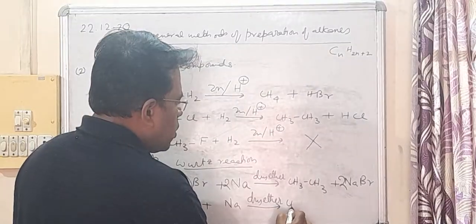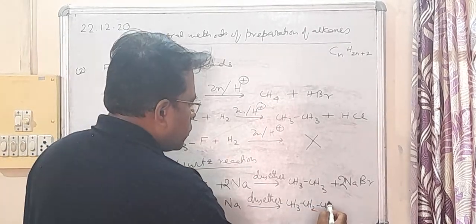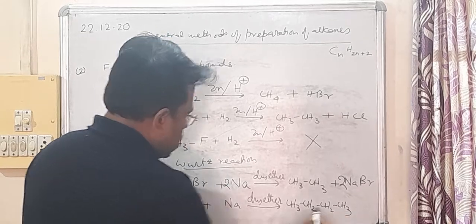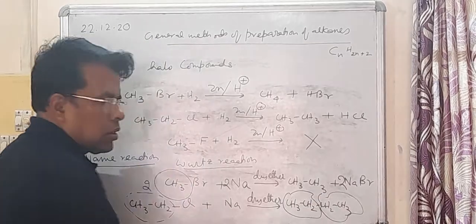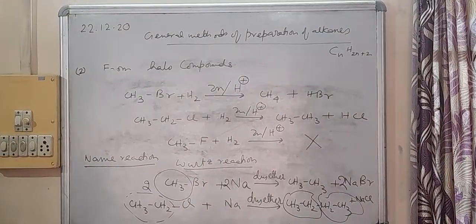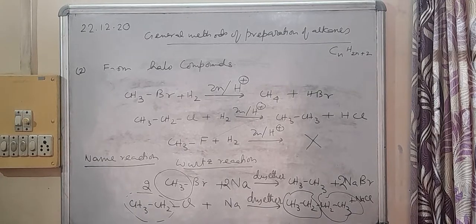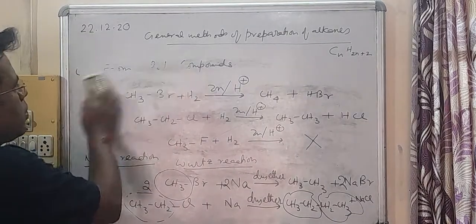So we will get this alkane. So you see, this is one fragment and this is another fragment that has joined. And of course another byproduct will be NaCl. So this is Wurtz reaction, and suppose I am giving a question to you, you try to get the product here.